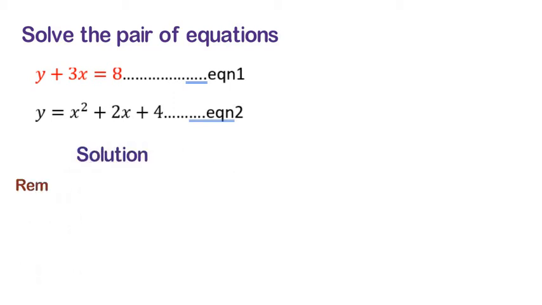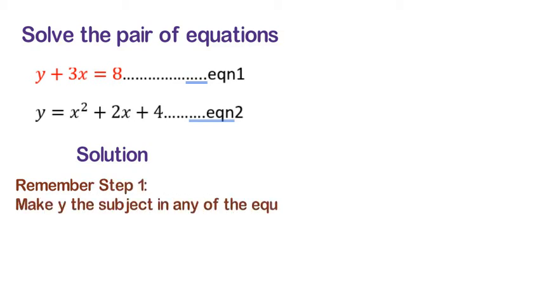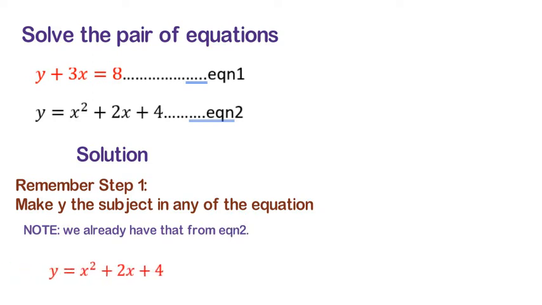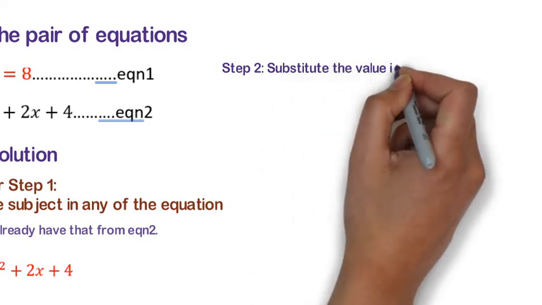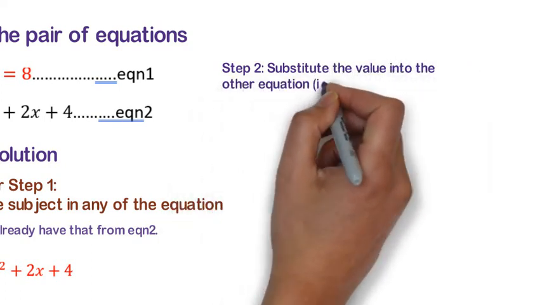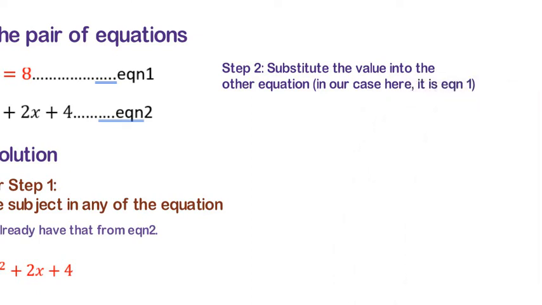Solution. Remember, step 1 is always make y the subject formula in any of the equations. But here we already have that from equation 2. So we have y = x² + 2x + 4 as our equation 2. Step 2 is substitute the value into the other equation. In our case here, it's equation 1. So we plug in y = x² + 2x + 4 into equation 1.